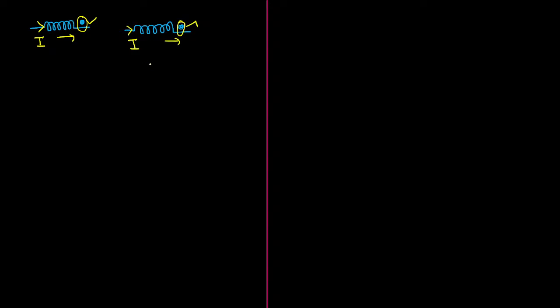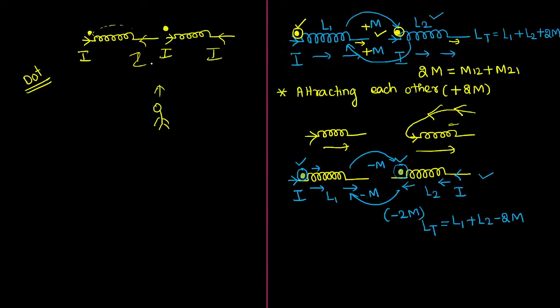In both coils, if the dot is placed at the entrance of the current, or in both coils if the dot is placed at the exit, in both of these cases the mutual inductance produced by the coil will be positive only. They will attract each other basically. So the mutual inductance once again will become twice of M only, and the overall inductance will become L1 plus L2 plus M. Why am I putting plus here? Because they are attracting each other.